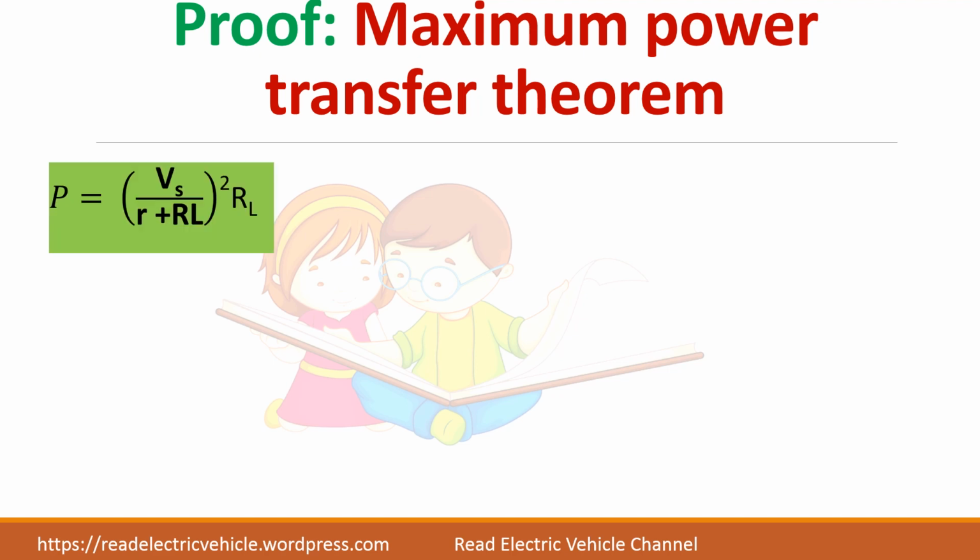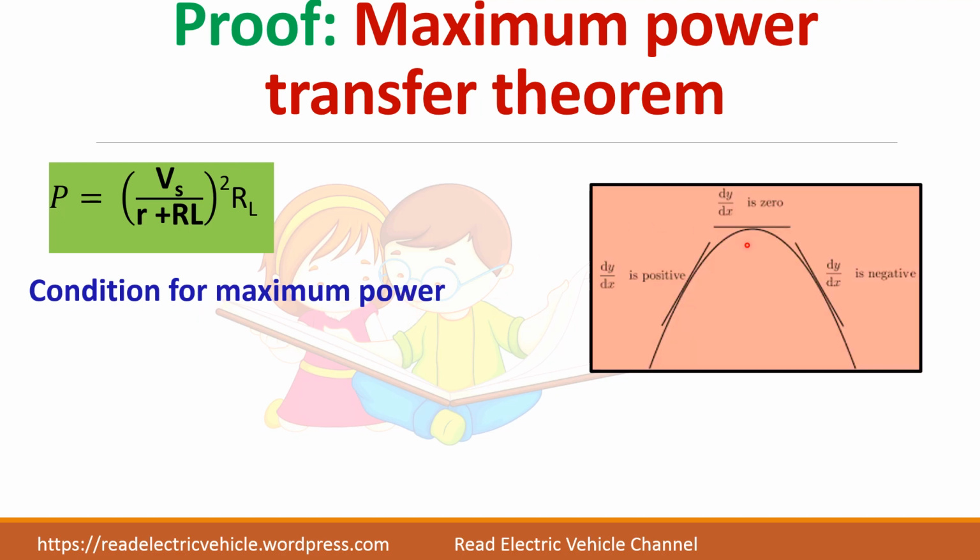So this is the power formula, and now we have to find the condition for maximum power. For any function, how to find the maximum point? If this is a function, the maximum value will be when its derivative is equal to 0. So in this case, you have to find dP by dRL, that is you are differentiating the power with respect to the load resistance, and if that is equal to 0, we will get the condition for maximum power.